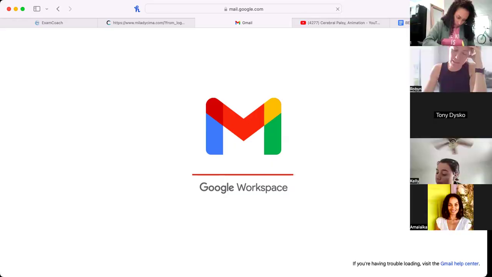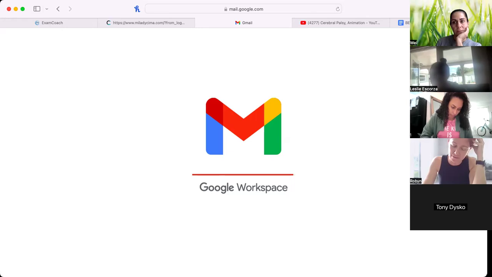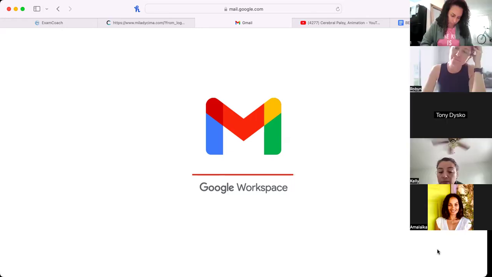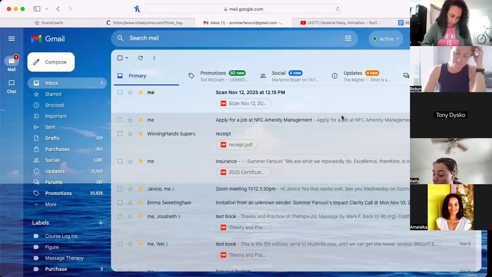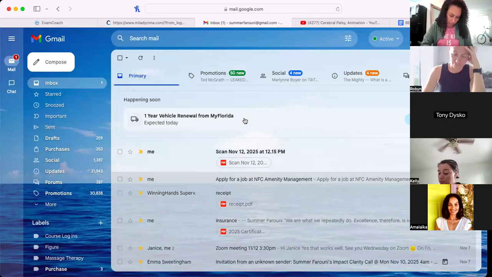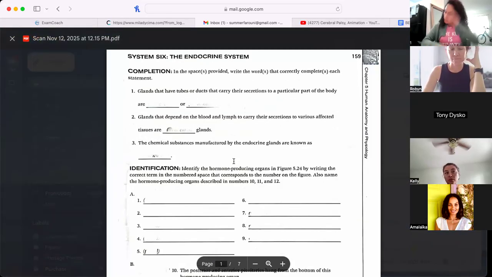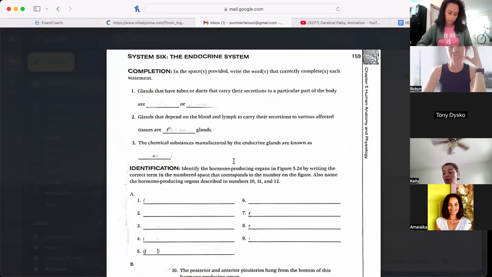Glands that depend on the blood and lymph to carry their secretions to various affected tissues are endocrine glands. Endocrine, correct. Okay, and what is the chemical substance manufactured by the endocrine system? What do we call those? Hormones. And what do we call them in the nervous system? Neurotransmitters, okay?